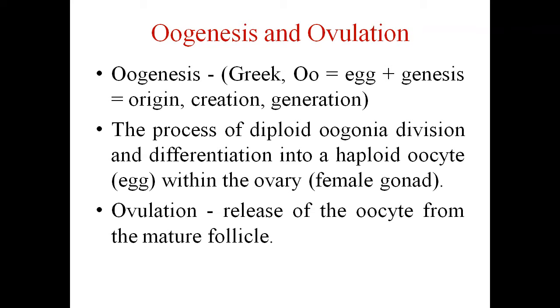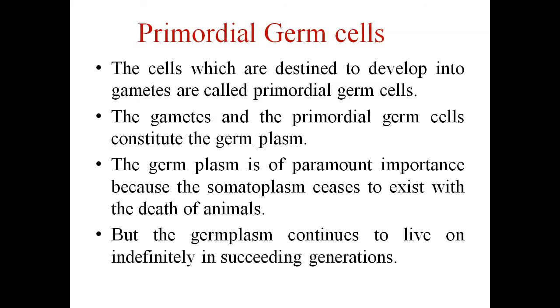Here you can see there are two terms: oo and genesis. The process of diploid oogonia division and differentiation into a haploid oocyte within the ovary is called oogenesis. On the other hand, I would like to mention what ovulation is. When the oocyte is released from the ovary or the mature follicle, it is called ovulation.